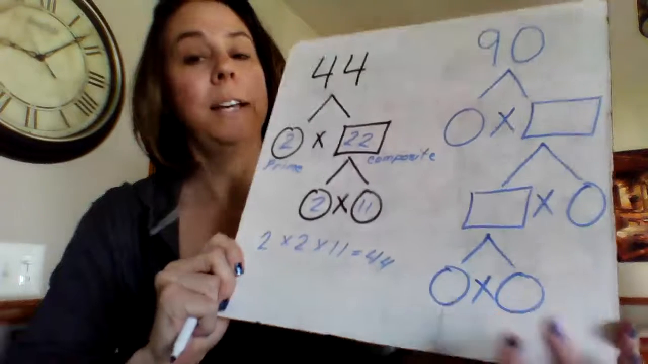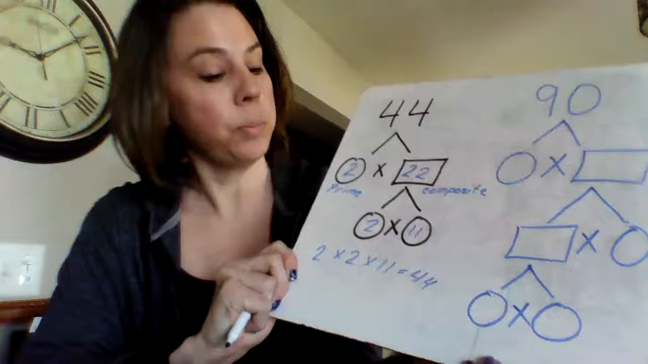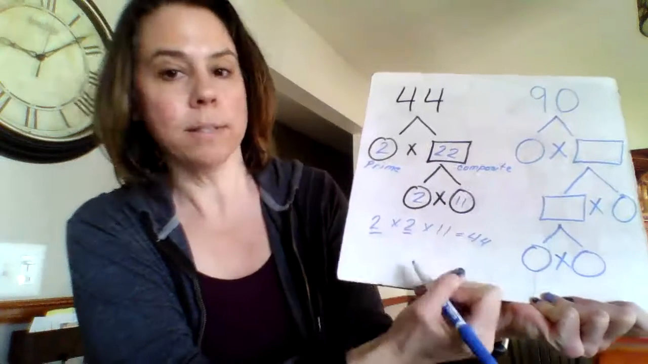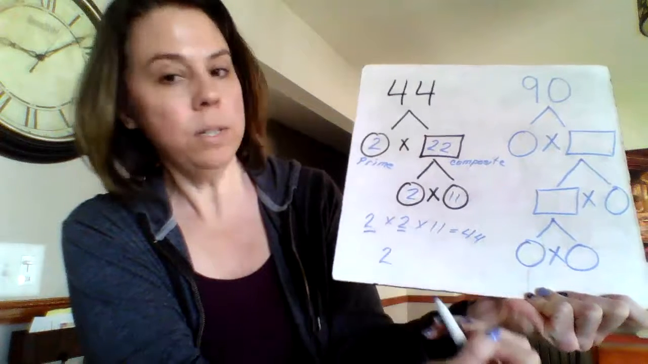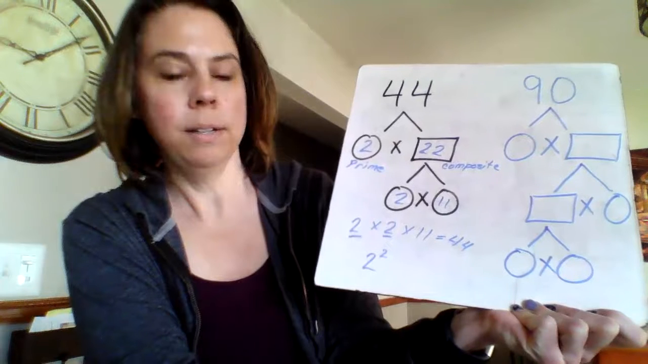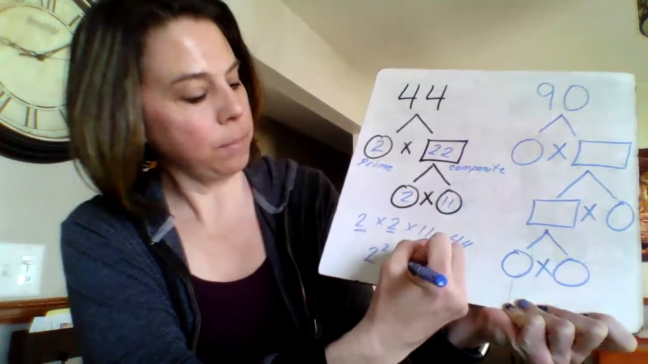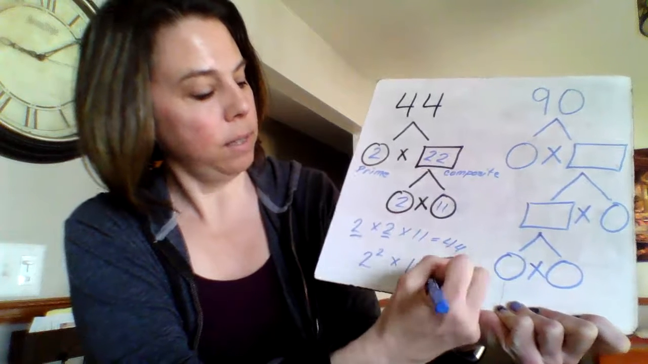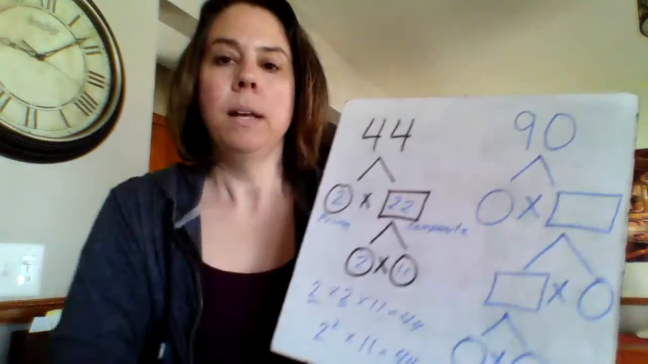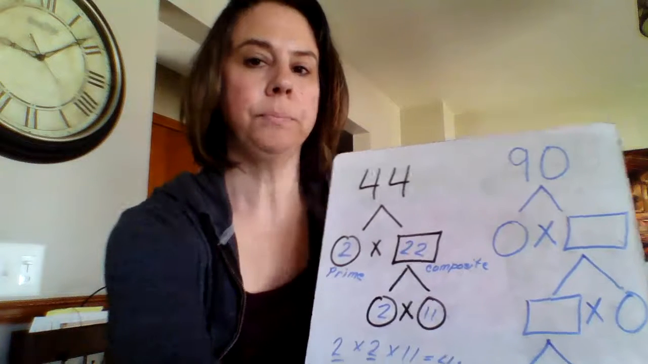Now, if your child wants to take it one step further, we can look at exponents, because I see that there is a number in here twice. So if I had 2 to the second power, that is the same as 2 times 2, times 11, which would be 44. Okay. Now another example up here is 90.